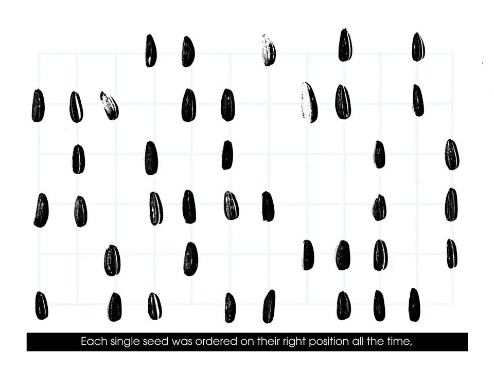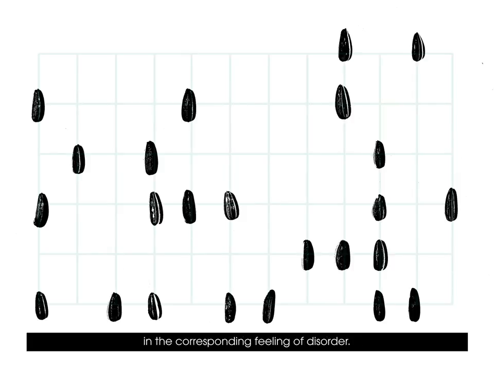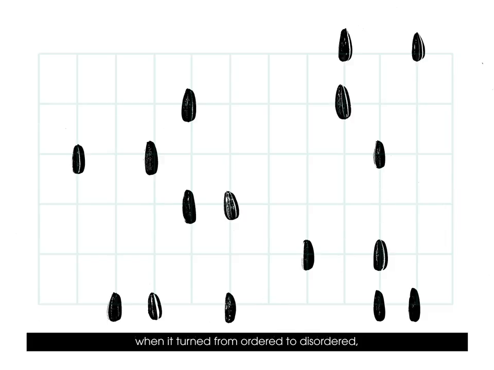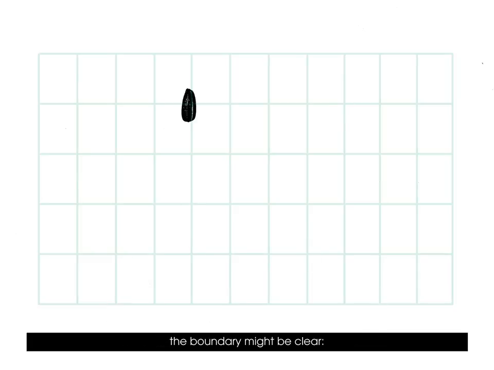Each single seed was ordered in its right position all the time, but the full image with some seeds missing became anxious and confusing emotionally, in the corresponding feeling of disordered. What's ambiguous was that you didn't know when it turned from ordered to disordered. You could not tell the exact moment. However, if theoretically you kept the rule really hard, the bordering might be clear. When a line started to appear with only one seed on it, it was disordered, because a line needed at least 2 points.